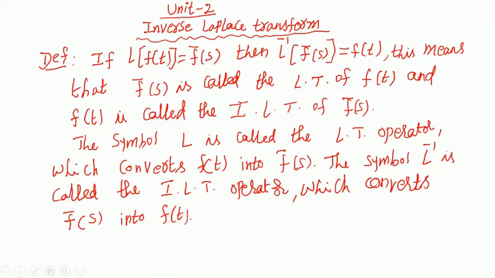So this is the definition of Laplace transform and inverse Laplace transform. If L of f of t is equal to f bar of s, then L inverse of f bar of s is equal to f of t. This means that f bar of s is called the Laplace transform of f of t, and f of t is called the inverse Laplace transform of f bar of s. Here the symbol L is called the Laplace transform operator, which converts f of t into f bar of s, and the symbol L inverse is called the inverse Laplace transform operator, which converts f bar of s into f of t, right? Now what are the properties we have?